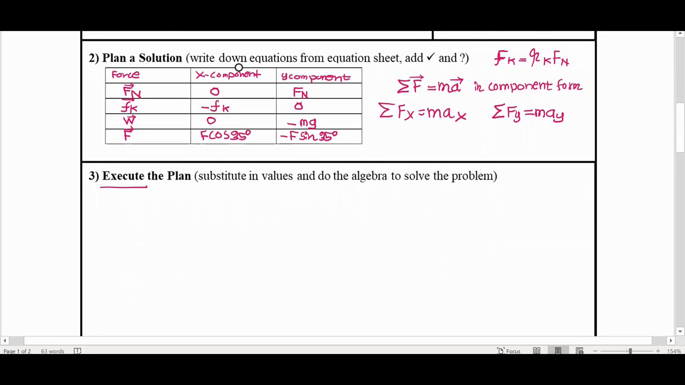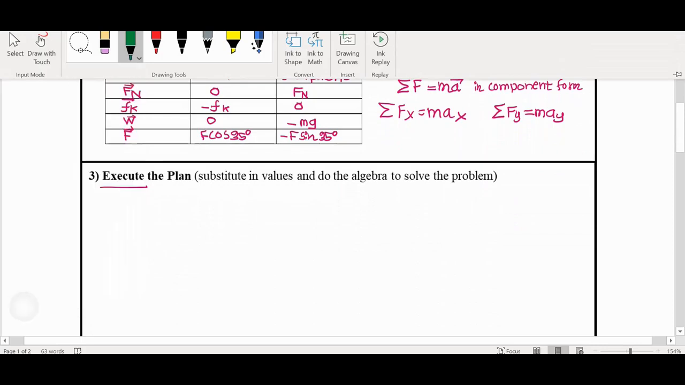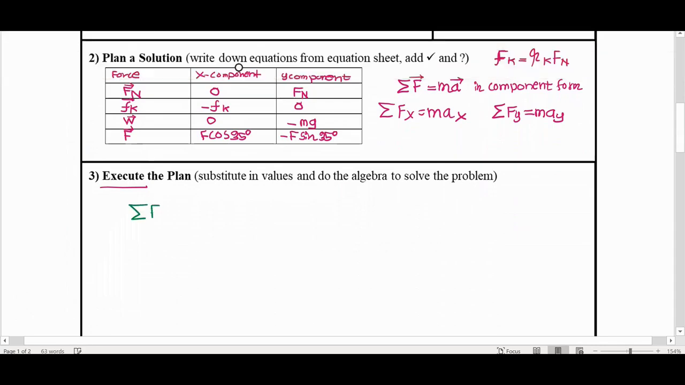Okay, so it's really easy to execute the plan once you have all the forces acting in x direction and y direction, and if you have figured out the equation. So I'm going to use Newton's second law in x direction, and look at the table. All the forces acting along the x direction, it's right there. You have the negative Fk, that is the kinetic friction, plus the x component of the applied force is equal to mass times acceleration.